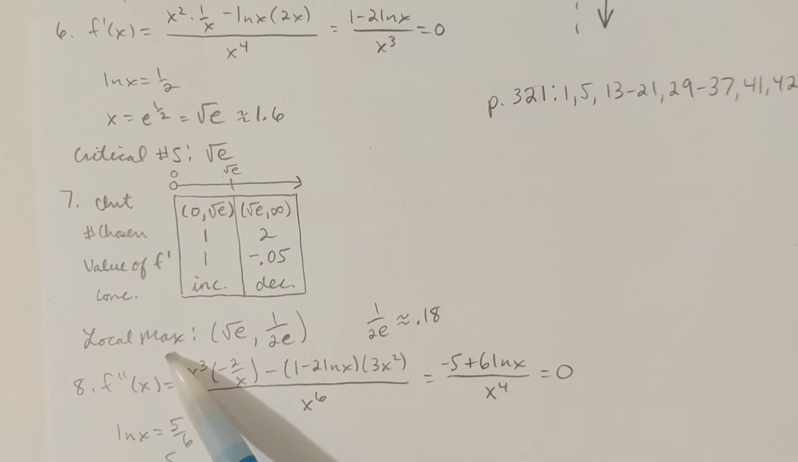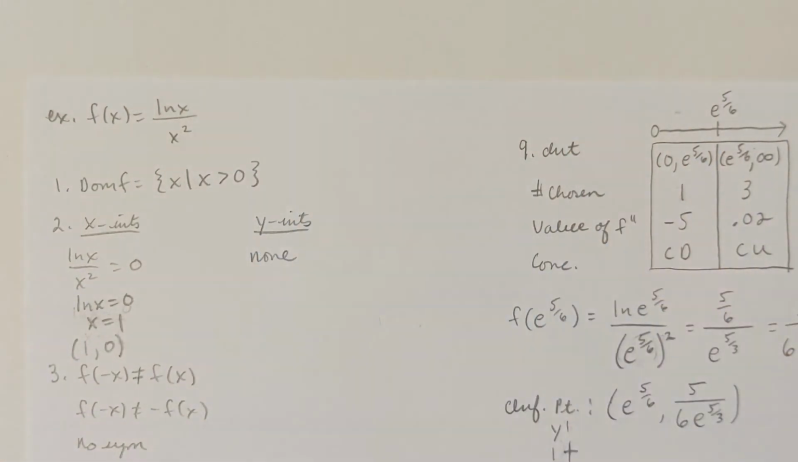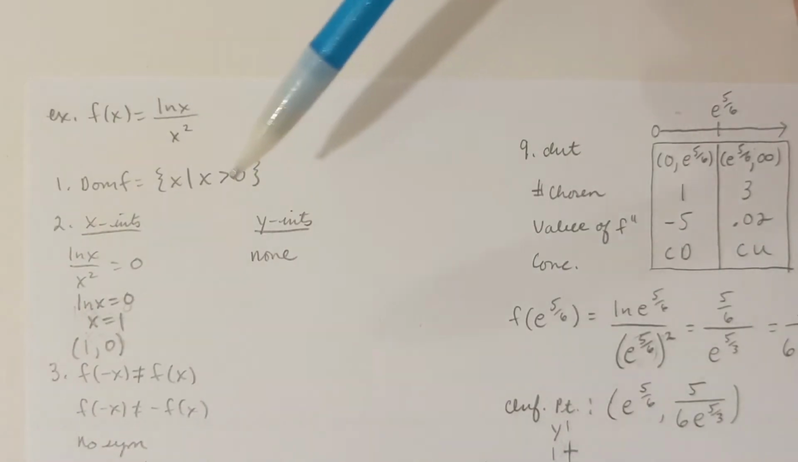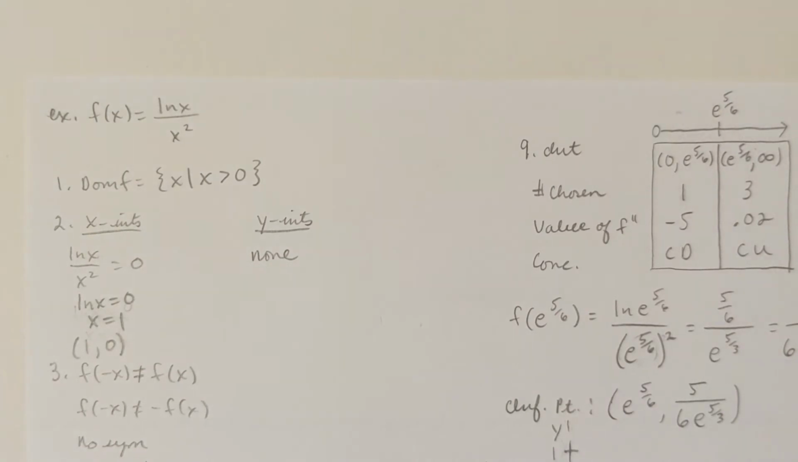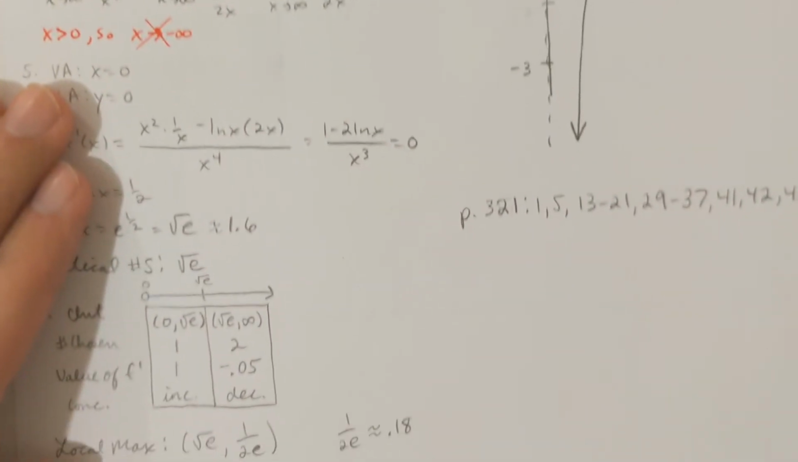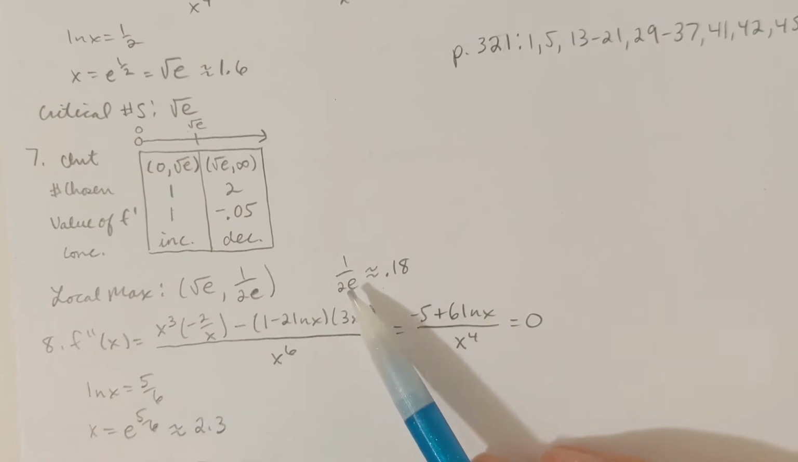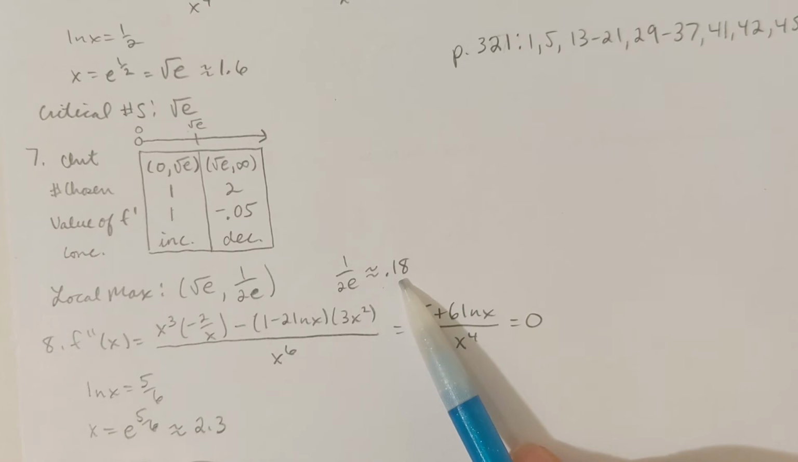That means we'll produce a local max at x equals the square root of e. And to get the y value, when you plug the square root of e into the function, the ln of the square root of e, well, the ln of e to the 1/2, the power can come out of the logarithm, and you'll have 1/2 ln of e, or that'd be 1/2, divided by the square root of e squared, which is e. Okay, so we have 1/2 divided by e, or that'd be 1 over 2e, which is roughly 0.18. Okay, and here are the exact coordinates there.